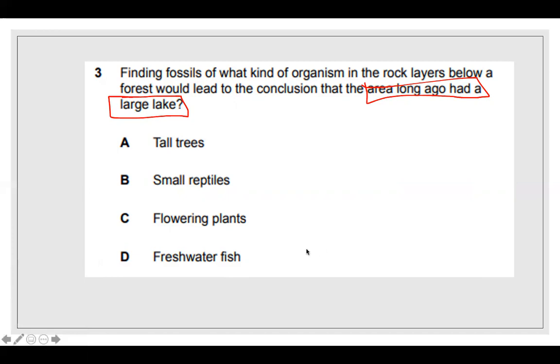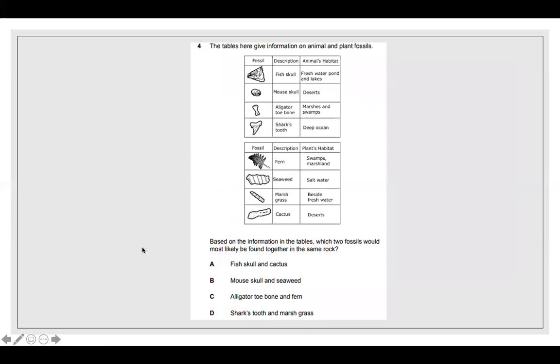Okay, so right off the bat, we know that it's not going to be tall trees. Though tall trees could thrive in large lakes, we know that they don't help us understand what kind of organisms lived in the large lake. Flowering plants don't either, and small reptiles don't either. So it has to be freshwater fish. Freshwater fish, they live in lakes, and when they decay, their skeletons form on the rocks and they give us fossils.